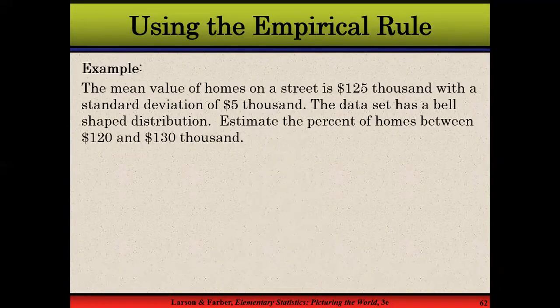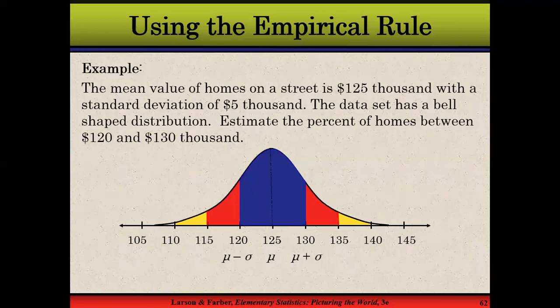For example, if the mean value of homes on a street is $125,000 with a standard deviation of $5,000, and the data set has a bell-shaped distribution, estimate the percent of homes between $120,000 and $130,000. Okay, so we have all the information. We have the mean, first of all, and we also have the standard deviation. So what is the mean? 125. And what is the standard deviation? 5. So you can see that we have to find out the information between 120 and 130.